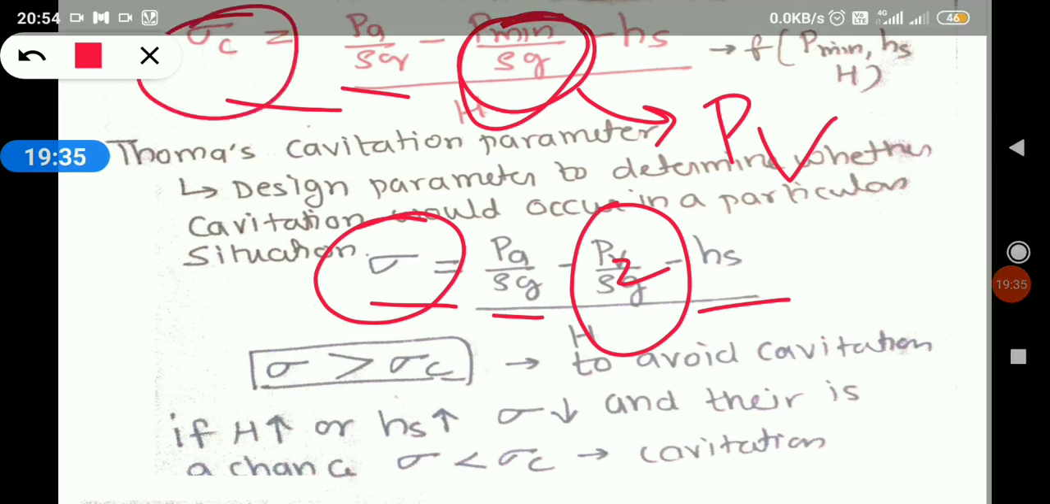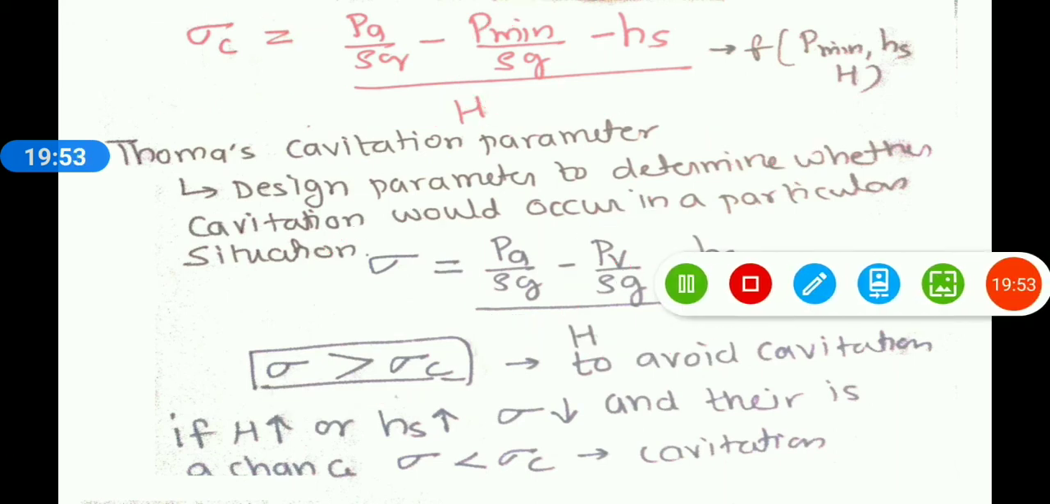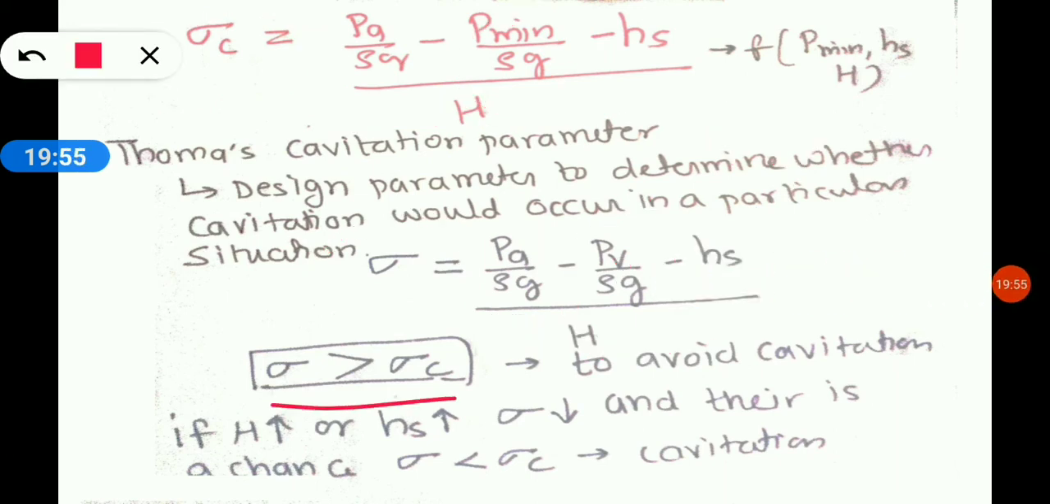Critical means that at these values cavitation will occur, but here you are just checking. So if sigma is greater than sigma c, fine. Now how to find sigma? Pa by rho g minus P2 by rho g minus hs. P2 is the actual value of pressure at the runner exit. So you just compare now. If sigma is greater than sigma c, then cavitation will be avoided. But if sigma is less than sigma c, then cavitation is inevitable.